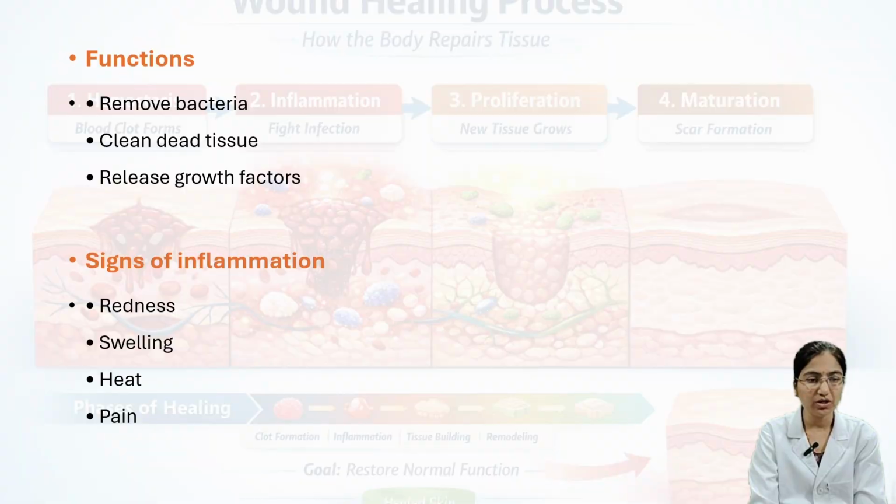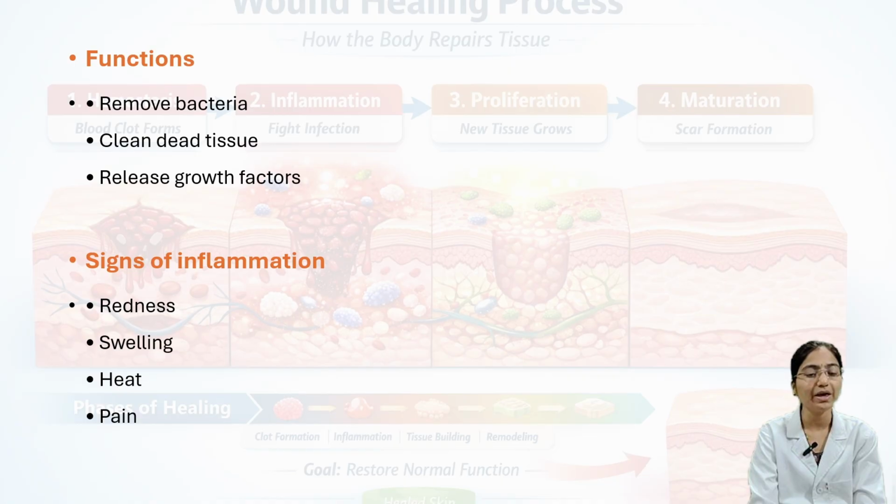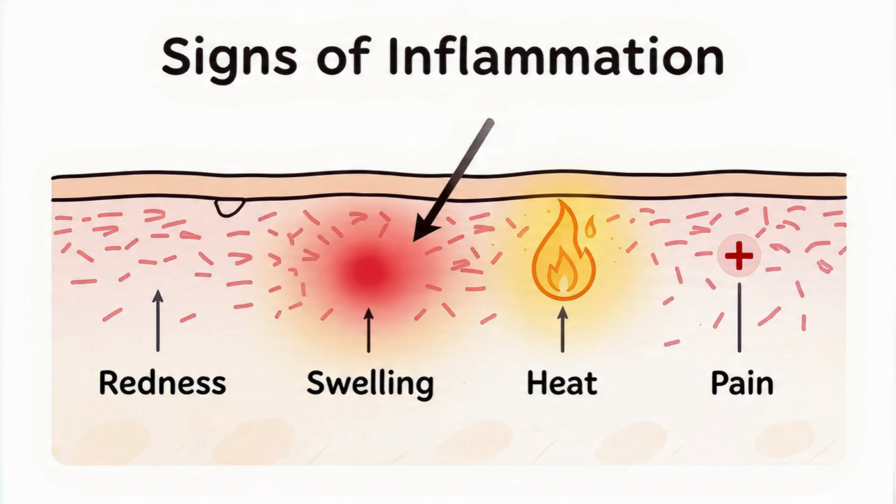We'll see the function here, okay. What is the function of this phase? Remove bacteria, clean dead tissue, and release growth factors. And also we'll see the signs of inflammation. Here we can see the signs of inflammation like redness, swelling, heat, and pain.